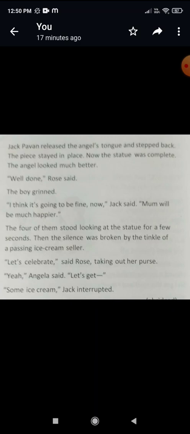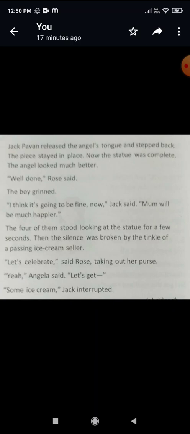Well done, Rose said. The boy grinned. I think it's going to be fine now, Jack said. It's nice now. Mom will be much happier. Then the four of them stood looking at the statue for a few seconds. Then the silence was broken by the tinkle of a passing ice cream seller. What do you mean by the word tinkle? Tinkle means a bell, ghanti, okay?